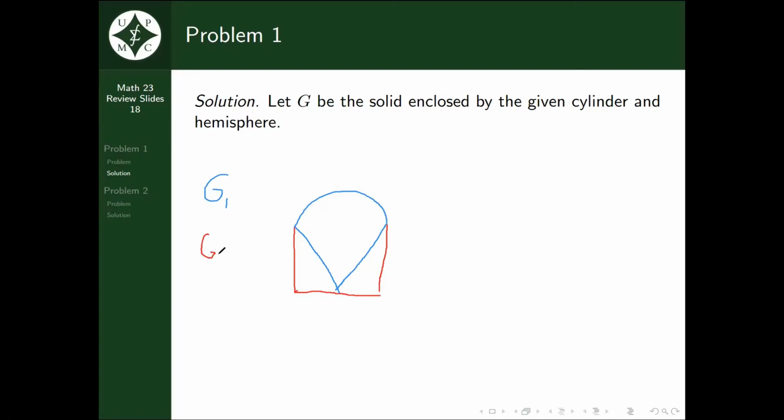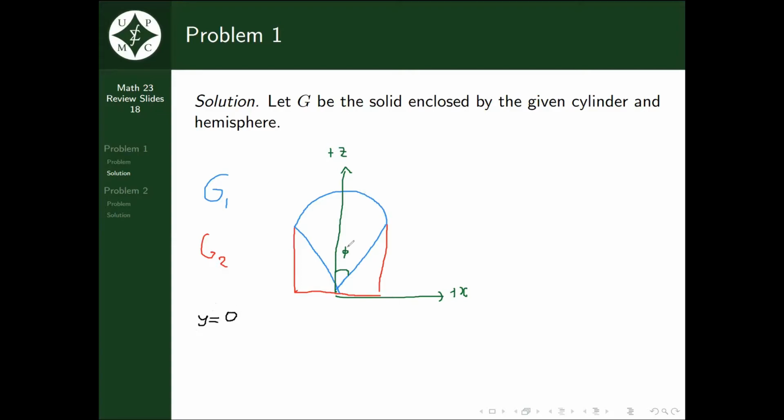And let's let this red be G2. So what we do is project it onto the XZ plane. So now that we've projected our solid onto the XZ plane, we need to find this value of phi for G1. But how do we do that?